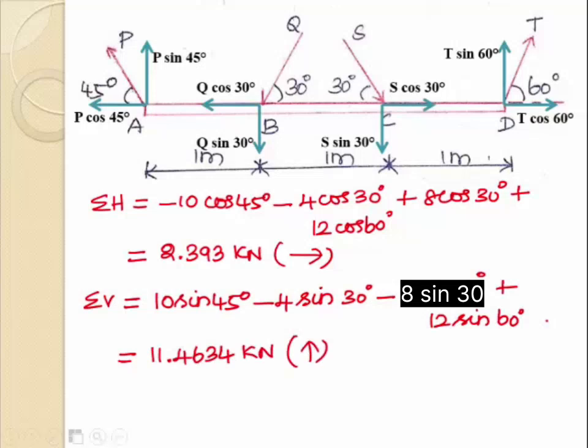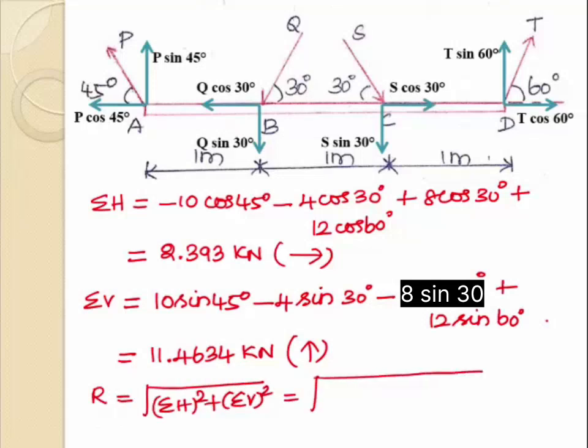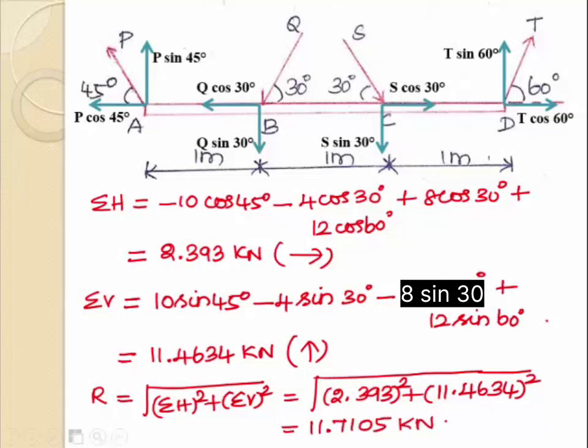Okay. So we can calculate the magnitude of the resultant R using this formula, root of summation H the whole square plus summation V the whole square. So that is equal to root of 2.393 square plus 11.4634 square. So the resultant force value will be 11.7105 kilonewton. Okay, so this is the magnitude of the resultant force.